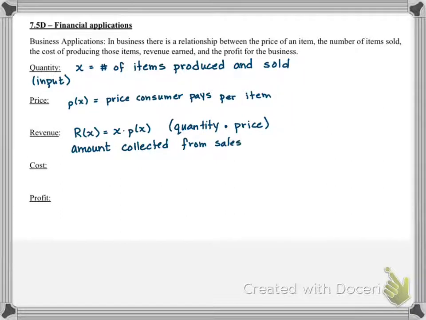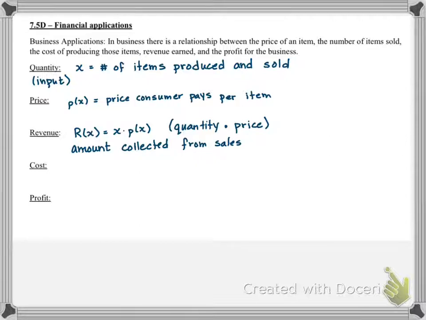So far, everything we've done is sort of on the demand side, right? It has to do with how many items were sold, what price we sold them for, and how much money came in as a result of those sales. We all know that it costs money to make money, right? To produce items, we have to spend some money. And so that's the other half of this whole thing, is that we have this cost.